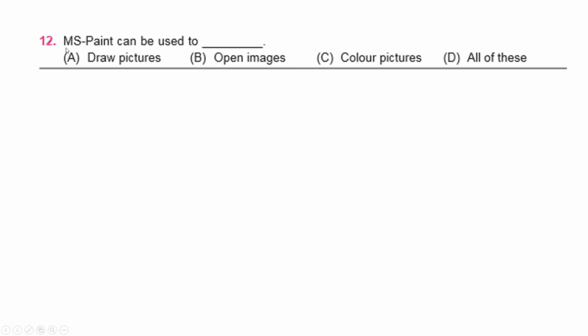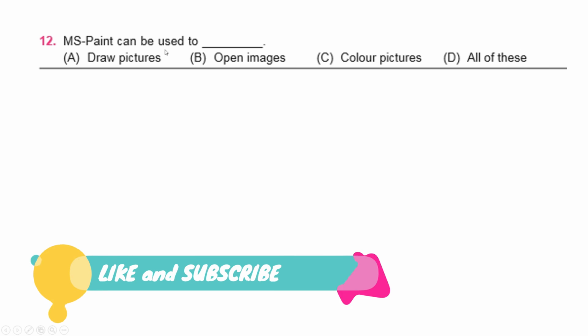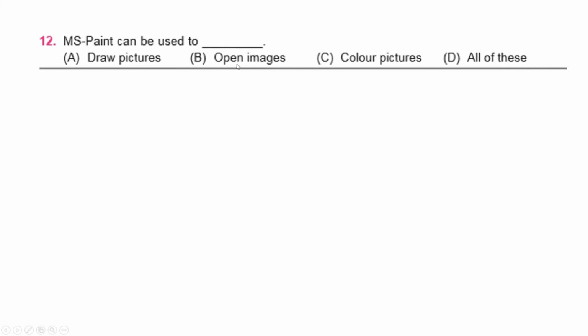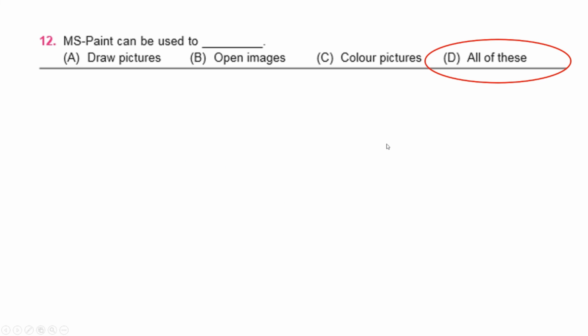Our next question is, MS Paint can be used to: A. Draw pictures, B. Open images, C. Color pictures, or D. All of these. So I'll give you your time now. Well, the right answer is option D. That's right. All of these.